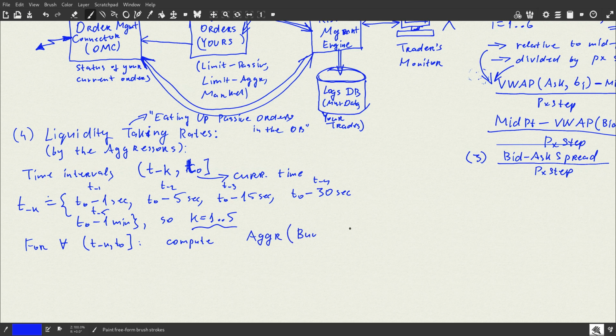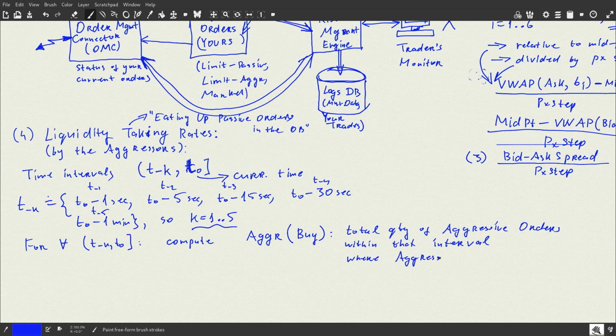For this interval, this is the total quantity of aggressive orders within that interval where the aggressor is the buyer. When you have an aggressive order in your orders log in the file which you process, then you know who is the aggressor. There is a flag, whether it is a buyer or seller, so you can tell who is the aggressor.